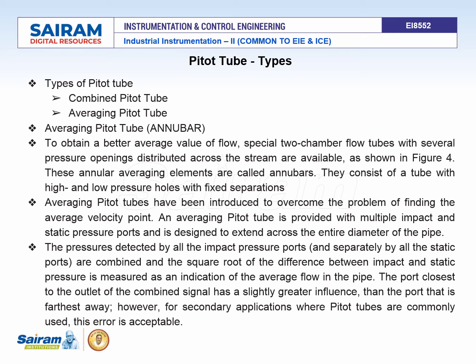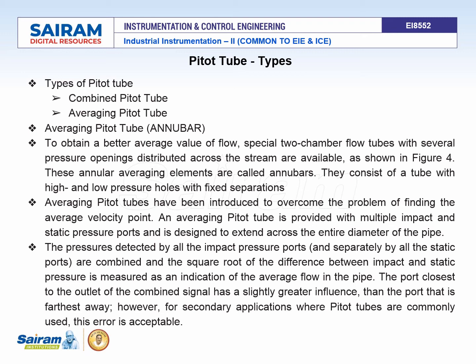To obtain a better average value of the flow, special chamfered flow tubes with several pressure openings distributed across a stream are available, as shown in the figure. These annular averaging elements are called Annubars. They consist of a tube with high and low pressure holes with fixed separations.